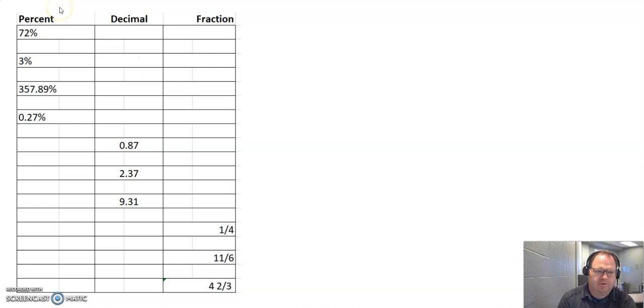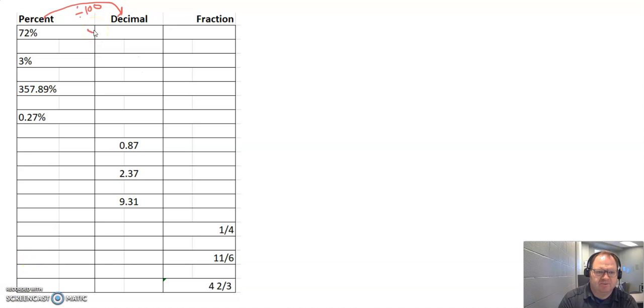Welcome to connecting fractions, decimals, and percents with a calculator. The easiest way to see this relationship is with a chart, so let's get started. Going from percents to decimals is almost fun because all you do in this case is divide by 100.